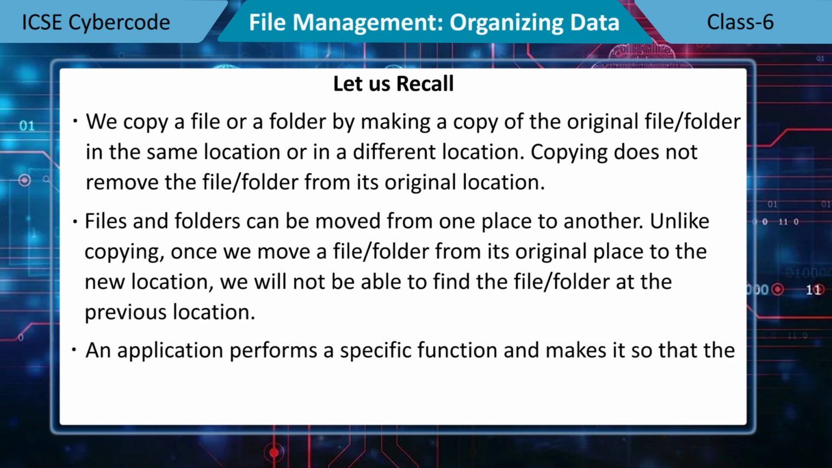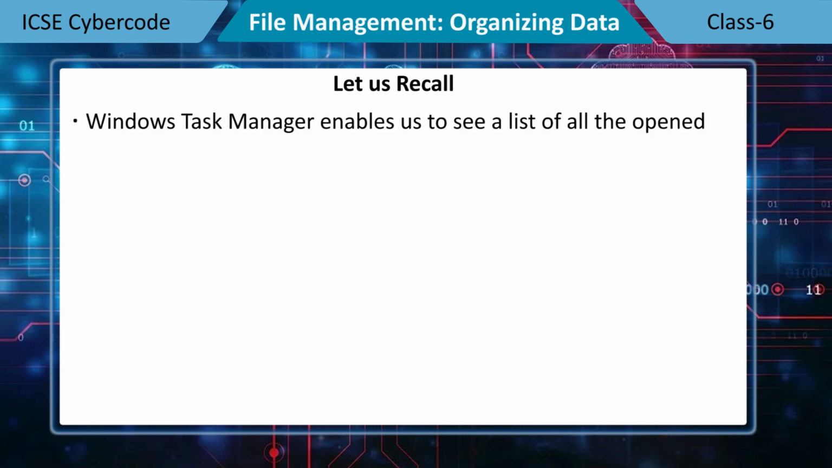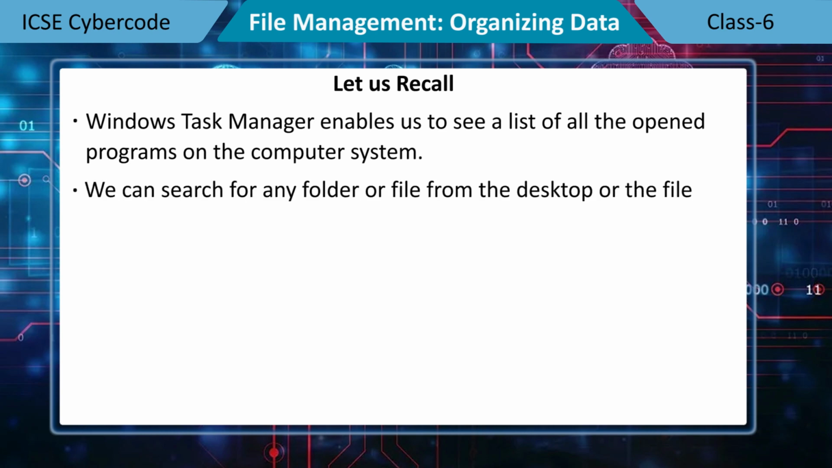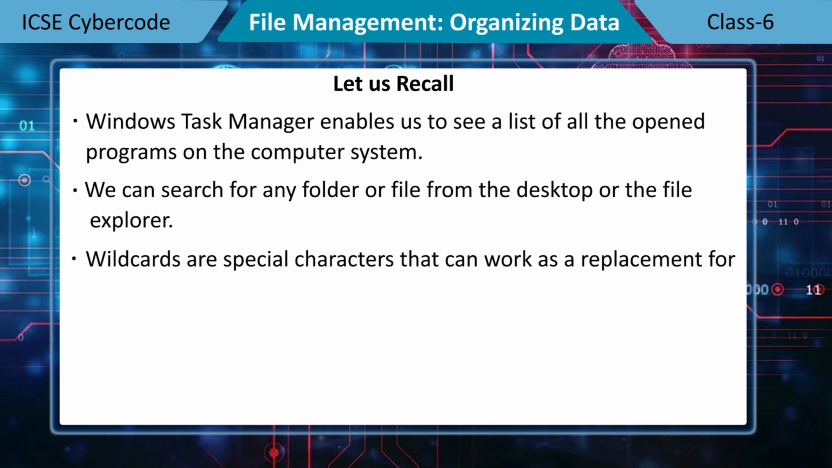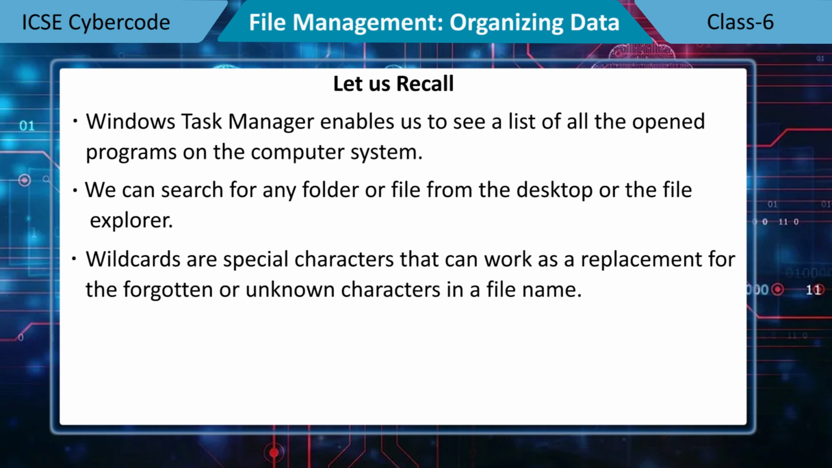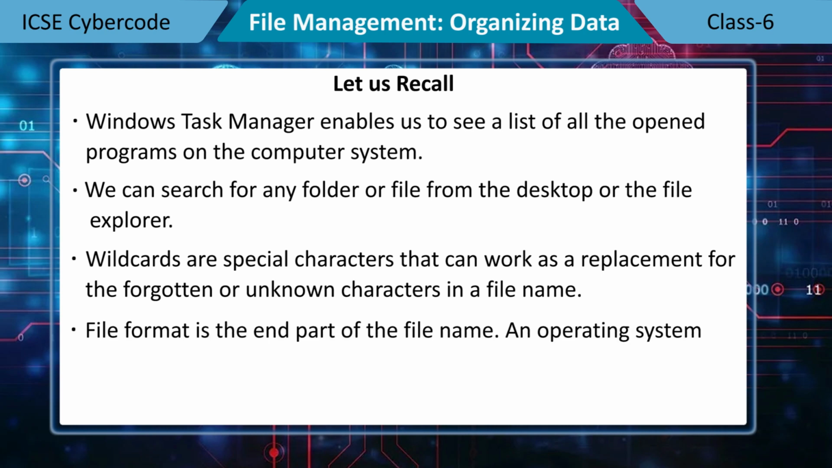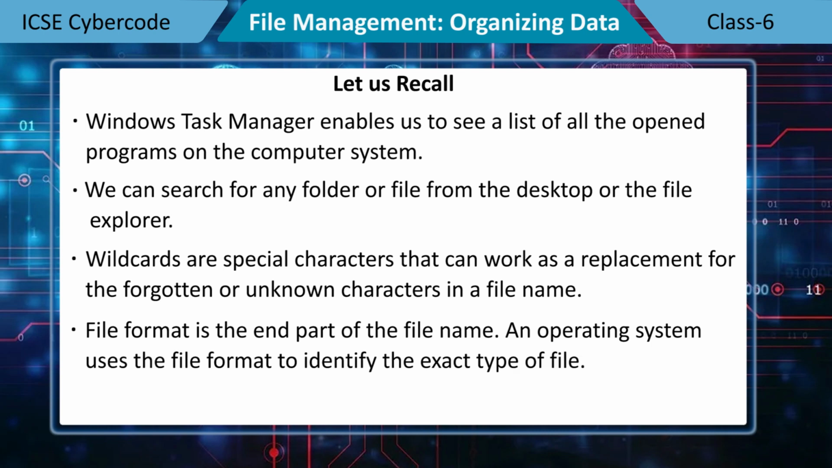An application performs a specific function and makes it so that the user performs the task efficiently. Windows Task Manager enables us to see a list of all the open programs on the computer system. We can search for any folder or file from the desktop or the File Explorer. Wildcards are special characters that can work as a replacement for the forgotten or unknown characters in a file name. File format is the end part of the file name. An operating system uses the file format to identify the exact type of file.